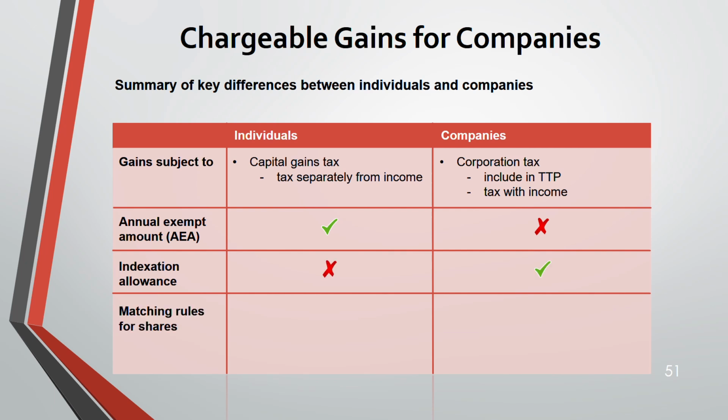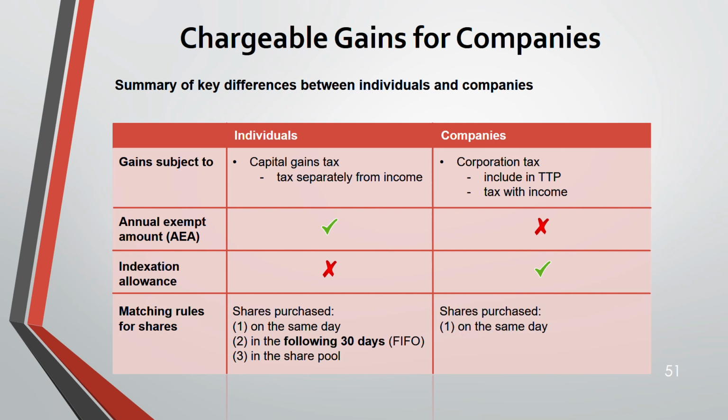Matching rules for shares. First rule, same day purchase. Second, following 30 days. Third, from the share pool. For companies, the first rule is the same, but the second rule is different. It's the previous 9 days. And the third one is again the same. But remember, when you're taking the share pool, you have to take the indexed cost. And these tables are very useful for your revision practice.